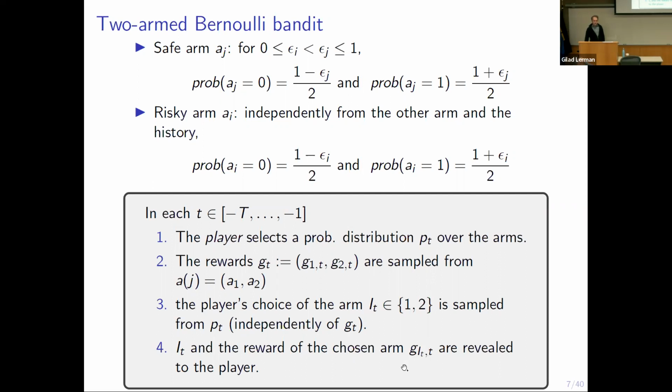In this context, there are two rewards. The player chooses arm IT, whichever one it is. The other arm is not revealed, so the player doesn't know what the other gain is. Are there any questions?